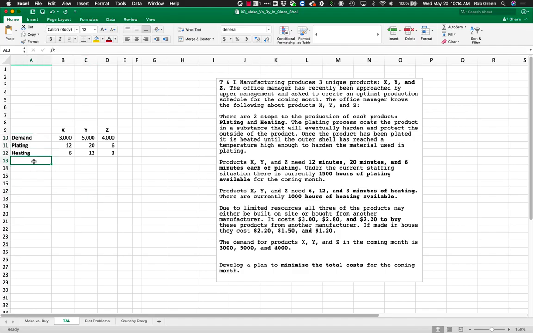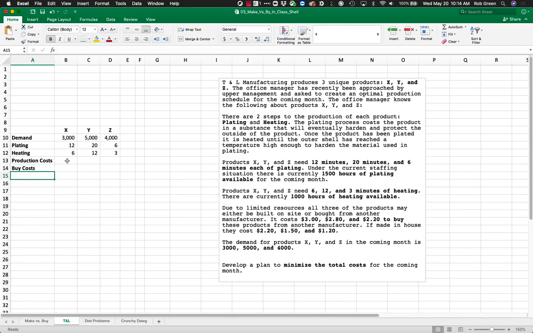We also have two costs. We have production costs, and we have costs of buying or purchasing products X, Y, and Z. Our production costs are $220, $150, and $120. Okay? But the decimal places went away. We want all that to show, and we want it to look like money, so we'll click the little dollar sign. Our buying costs are $3, $280, and $220. Same problem there. We want that all to be dollars, so let's make that happen.